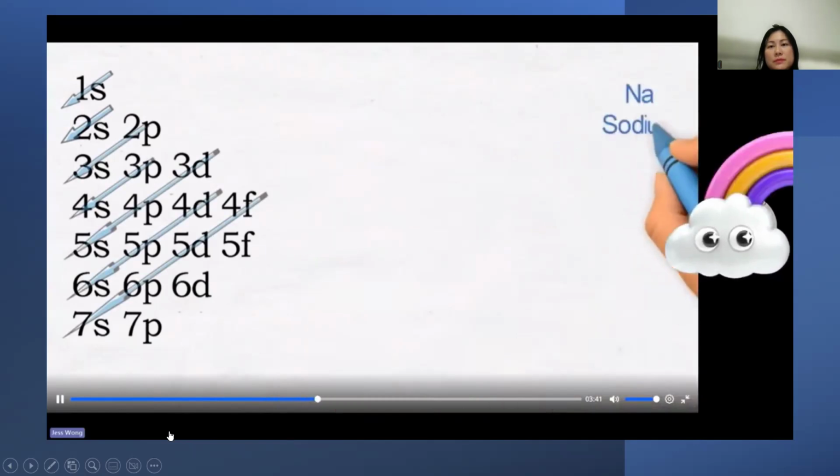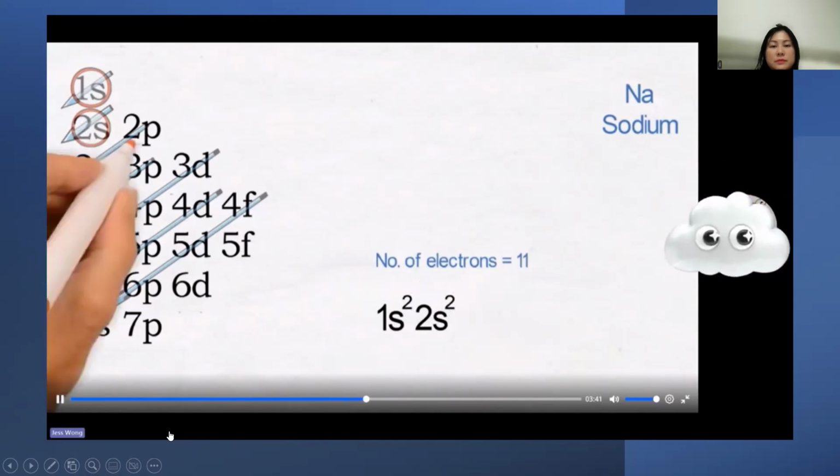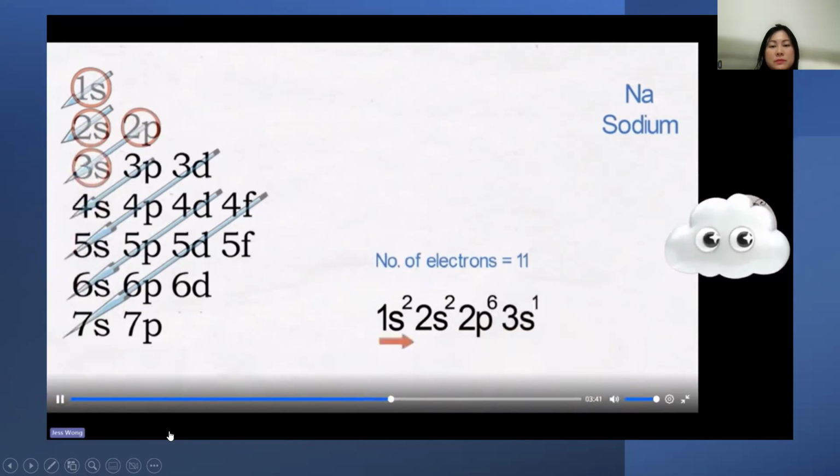Let's try with sodium, which has 11 electrons. How do we assign them? Remember, we start with the 1s subshell. When it is completely filled, we start to fill up the 2s subshell. The number in superscript refers to the number of electrons that occupy the subshell. Again, after the 2s subshell, we move on to the 2p subshell, which can take up to 6 electrons. So the last electron will occupy the 3s subshell. The electronic configuration for sodium will be 1s2, 2s2, 2p6, 3s1.